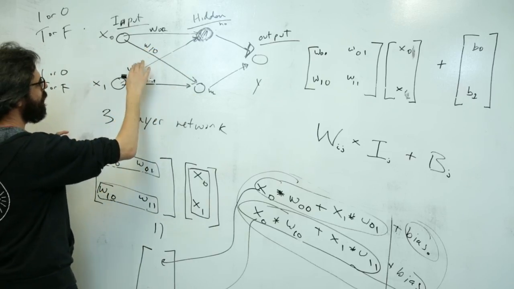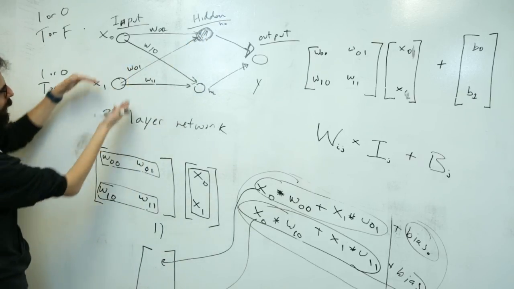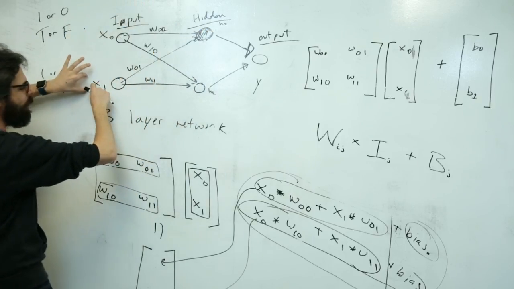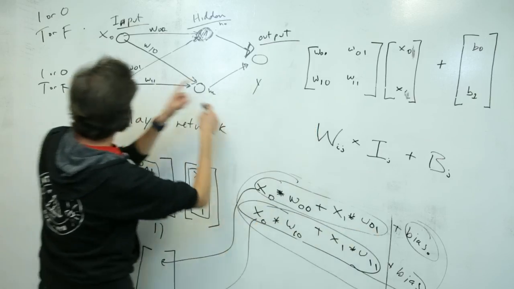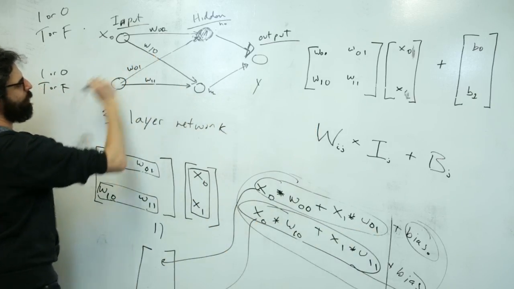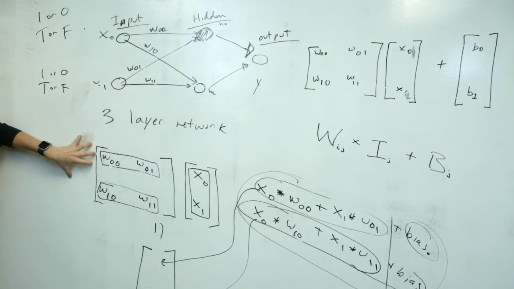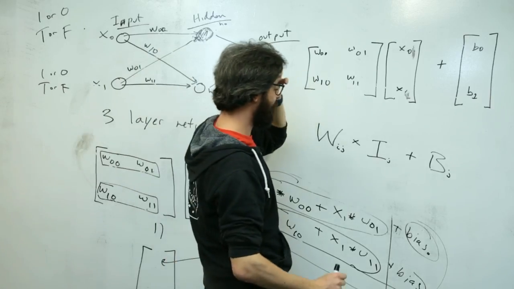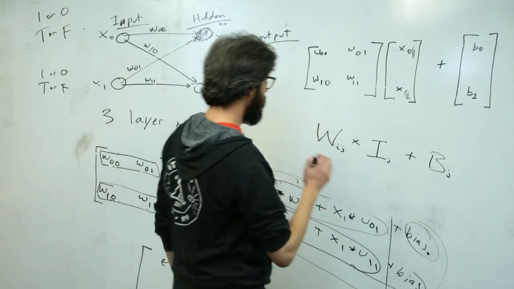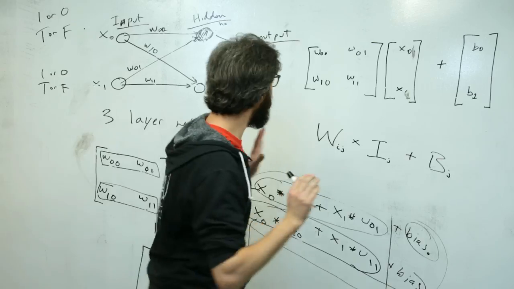Because this neuron's weighted sum is x0 times 0, 0, x1 times 0, 1. So I need to put the row first, the column second. So this is correct. These were the only two that were incorrect. So now the diagram is correct. This is correct. And this is correct. Row being I, column being J. So we're ready now.